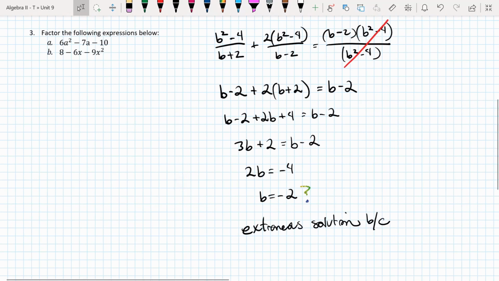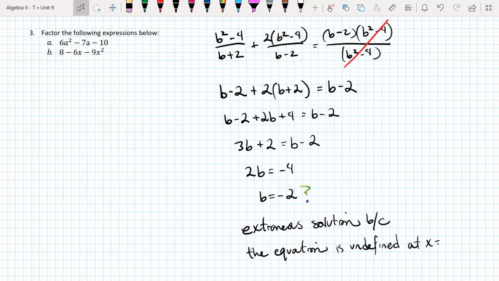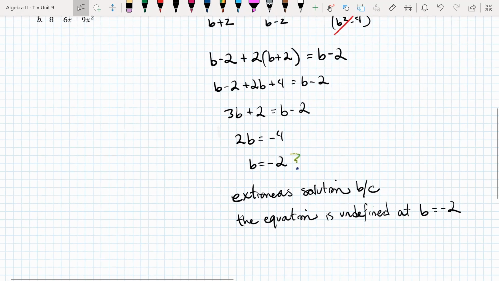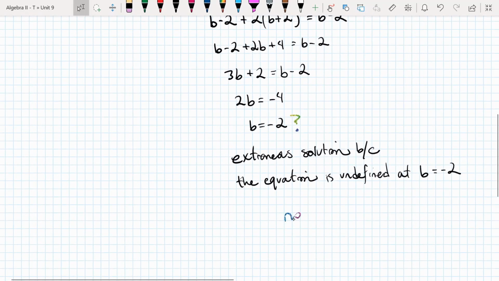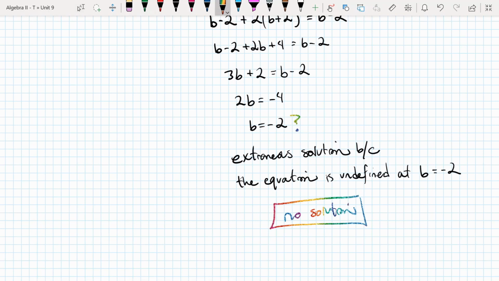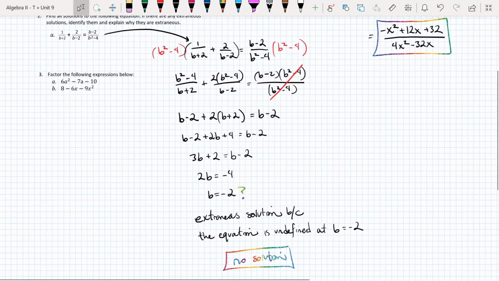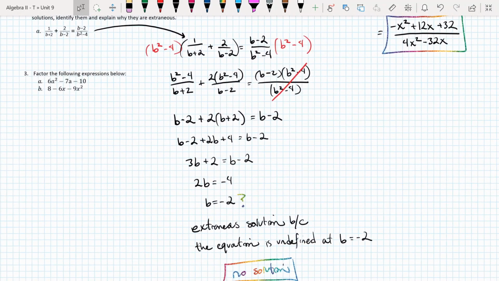because the equation is undefined at b equals negative 2. So the solution here is that there's no solution. In other words, there is one value of b that makes this equation true, and that value is b equals negative 2. However, the equation is not defined at that b value, and so we cannot say that that's a solution. We have to say there's no solution.